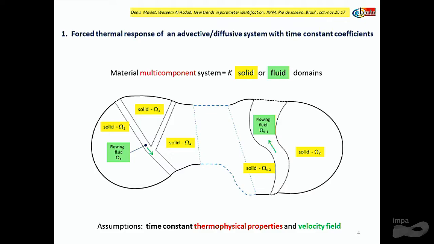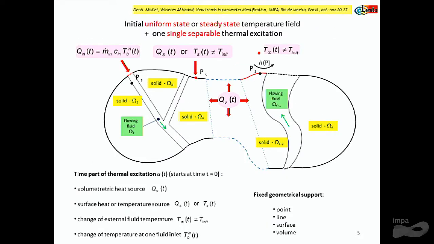And also, we assume that we get a steady velocity field, which means that velocity doesn't depend on time, but it can depend on space, of course. Now we assume that initially we have a uniform temperature field. That's the easiest configuration. Or we can have a steady state temperature field. And we assume also that there is only one single separable thermal excitation, which can be a product of a time function and a space function, a space support.